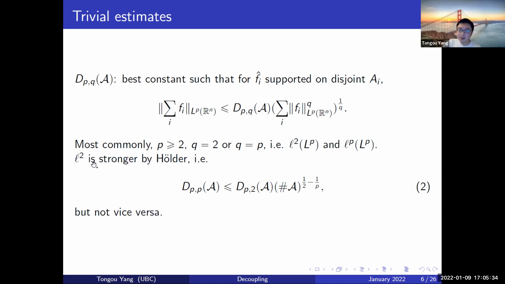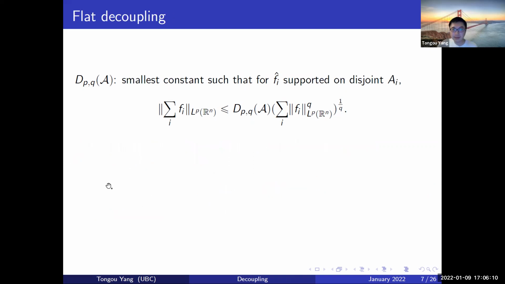And l^2 is stronger by Hölder's inequality, because we can always use Hölder's inequality to estimate the right-hand side. The result is that the l^p decoupling constant is always bounded above by the l^2 decoupling constant times a cardinality factor, which is given by Hölder's inequality, but not vice versa. So in this sense, we sometimes say l^2 is stronger. That means if we can get an l^2 decoupling inequality, then it will automatically imply its corresponding version of l^p decoupling, but not vice versa.